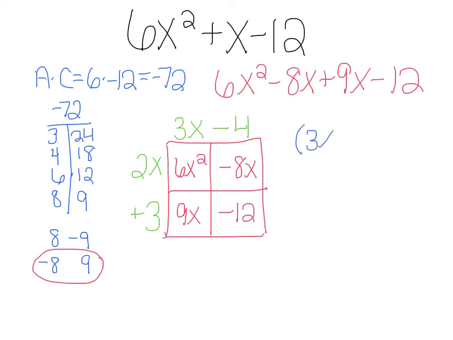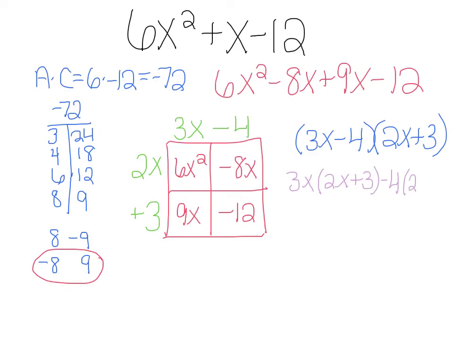We have 3x minus 4, and we have 2x plus 3. Like usual, check your answer to see if you did it correct. 3x times 2x plus 3, and negative 4 times 2x plus 3. 3x times 2x is 6x squared.